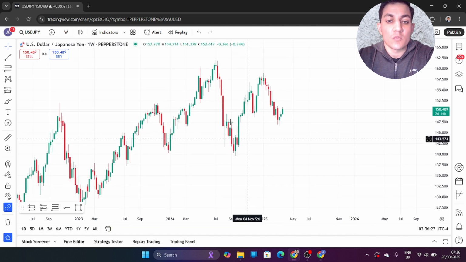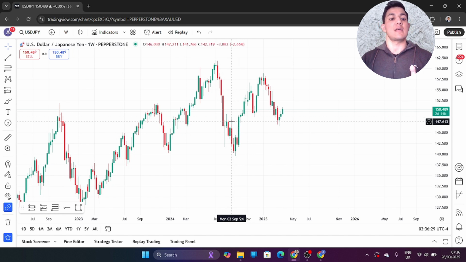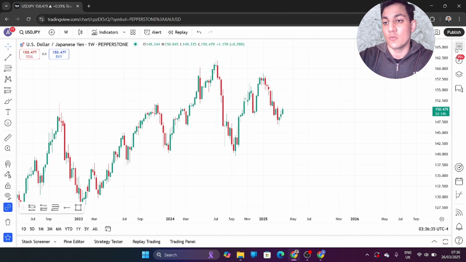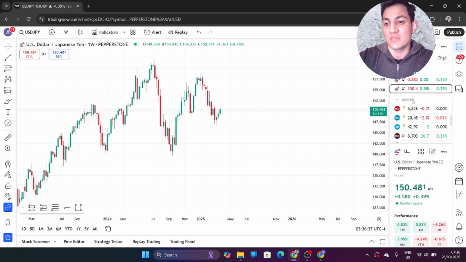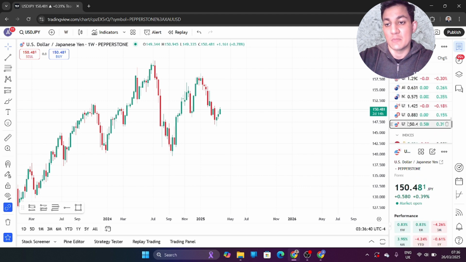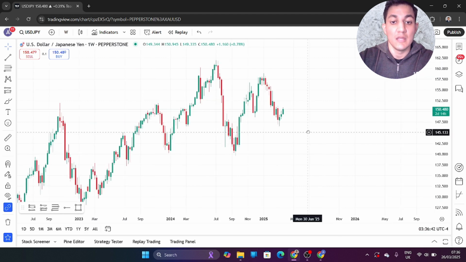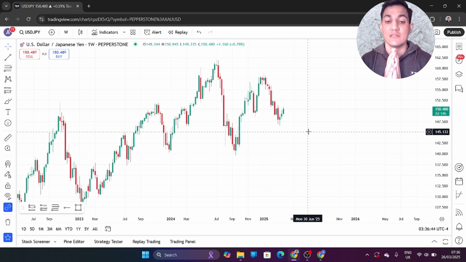What we're going to do is start off on the weekly chart. Now, this example right here on dollar yen is the hardest example that I can give you. I went through all my watch lists, scrolled through each and every single pair, and USD JPY by far is the hardest example. So if you can understand this, you will understand literally any pair, any asset, anything that you trade.